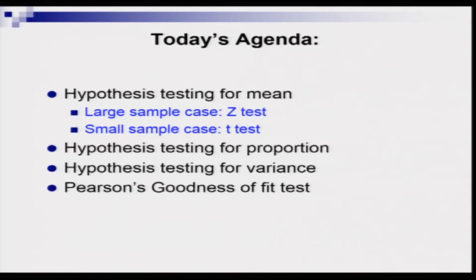So, in today's lecture we are going to cover hypothesis testing for population mean, and there we are going to cover two types of tests, one for large sample and that is Z test, and one for small sample case and that is the T test. And then we are going to continue with testing procedure for population proportion and population variance, and we will end today's discussion with Pearson's goodness of fit test.